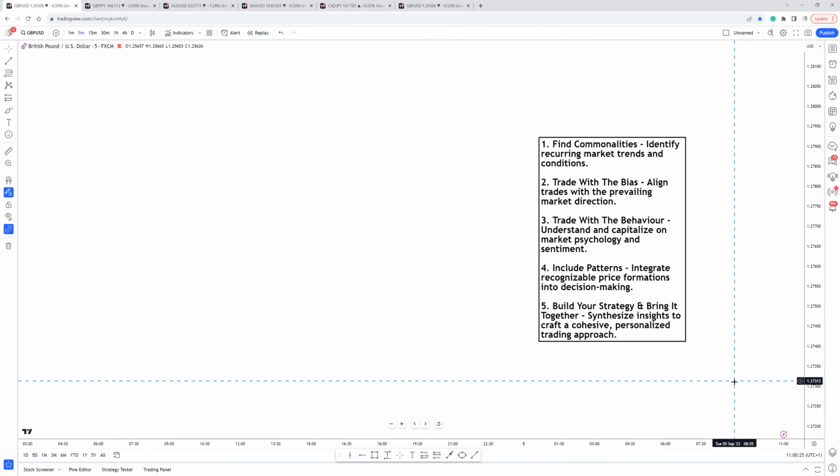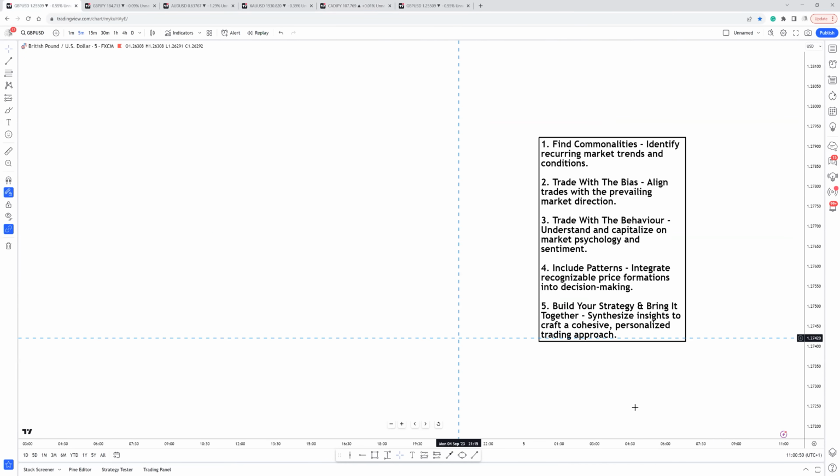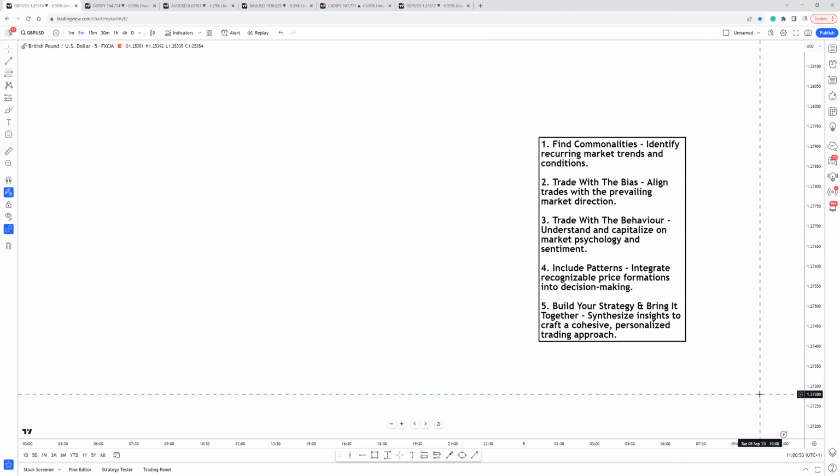Let's move on to the fifth point: building your strategy and bringing it together. Okay. It's very important that you understand the elements that we've just gone through, the other 4 steps in building your strategy. You want to synthesize insights that you've been able to develop to really craft a cohesive, personalized trading approach to yourself. And the reason why I say that, guys, is because you may learn my strategy, somebody else's strategy. You may build your own strategy.